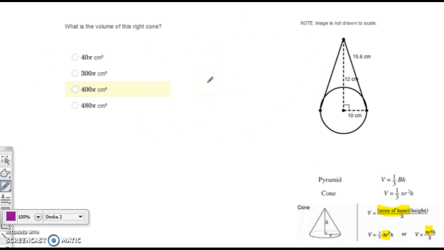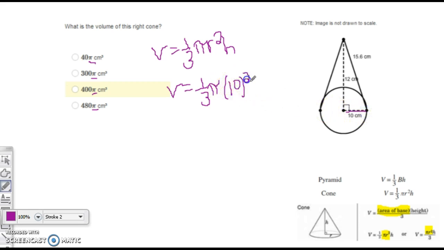All right, what is the volume of this cone? So again, you can go straight to your formula sheet and pull the volume of a cone formula. The volume is 1/3 times pi, radius squared, height. So let's plug in what we know. Again, all of our answers have pi, so I'm not going to plug in 3.14. That's going to mess me up. I'm going to leave the pi there. The radius is 10. And the height from the center to the top point is 12.